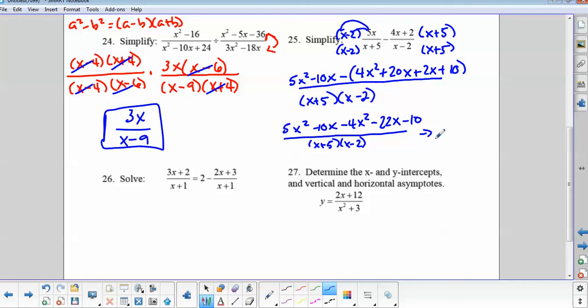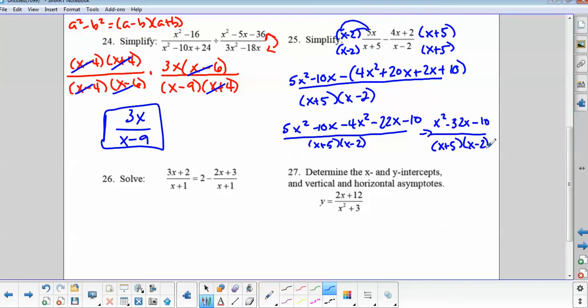Okay, so let's combine like terms. I still have 5x squared. Nope, I don't. I have to combine that with the minus 4x squared. So 5x squared minus 4x squared is x squared. Minus 10x minus 22x makes minus 32x, and minus 10, and then over x plus 5, x minus 2.